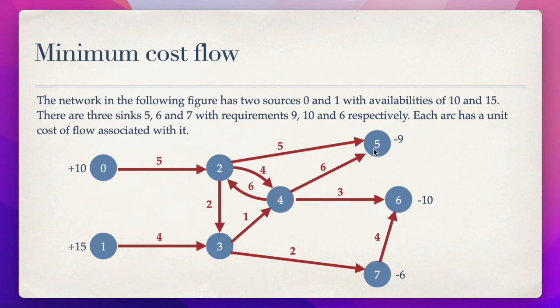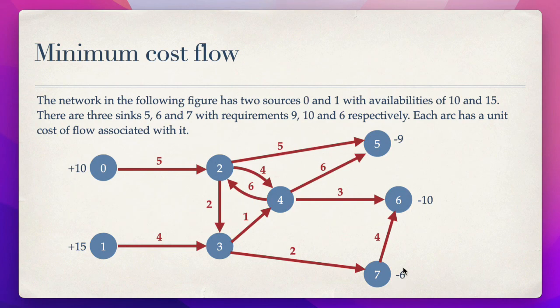Yeah, and you know that for the whole network we don't have inventory. That means whatever we feed to the system, it must leave the system. It must leave the system here. So the material left the system through node 5 as minus 9, and through node 6 as minus 10, through node 7 as minus 6.